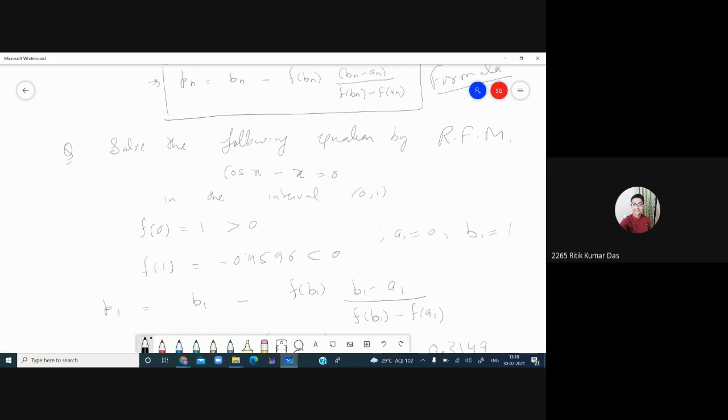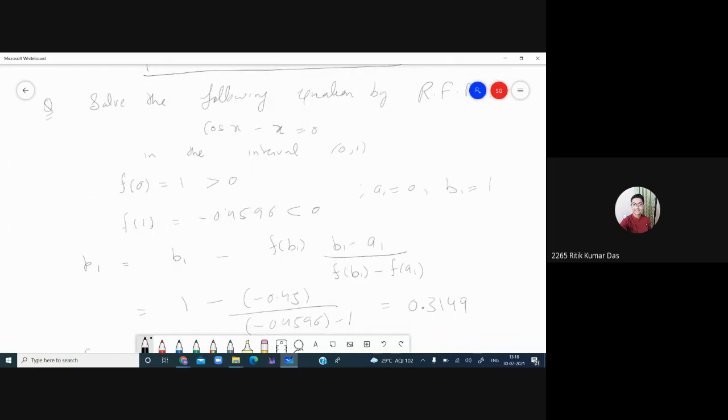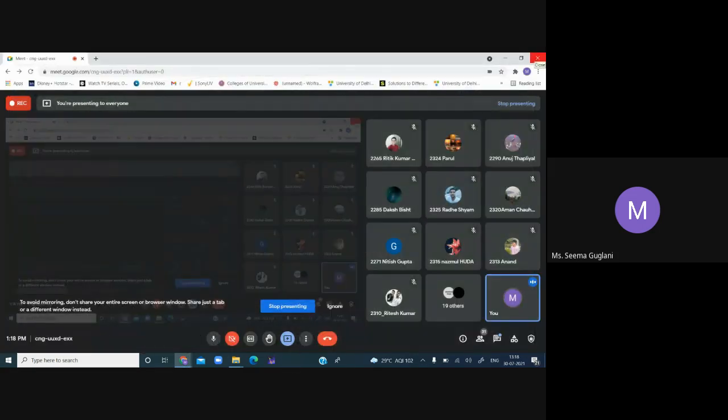And ma'am, in this paper, is a calculator allowed? Yes, a numerical calculator is allowed, because there is a lot of calculation involved in this numerical method, so you have to use the calculator. It is allowed there.